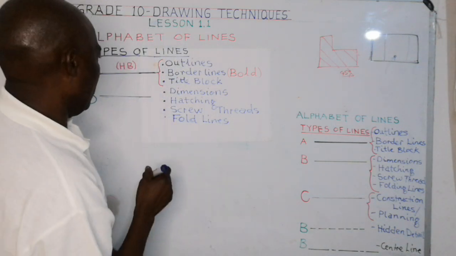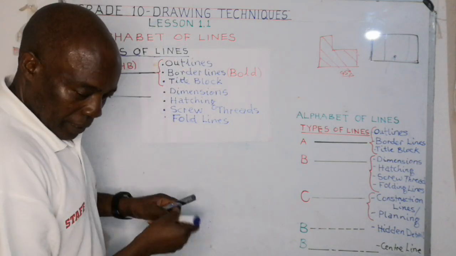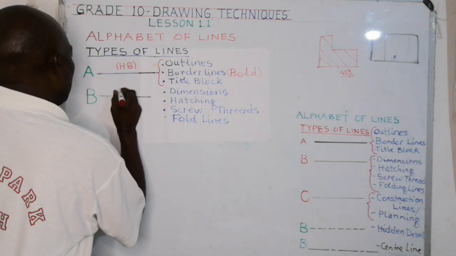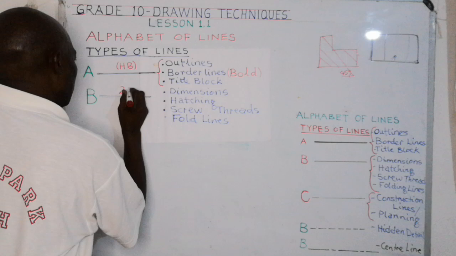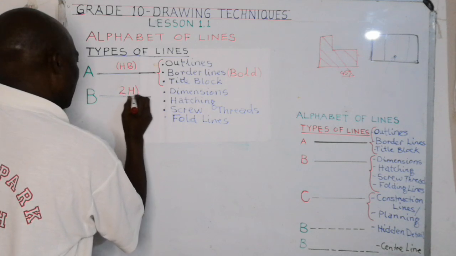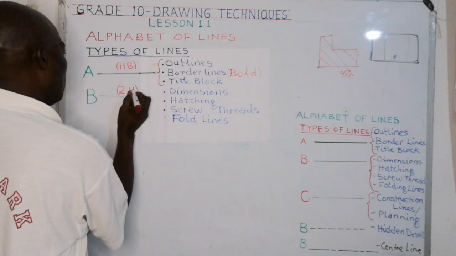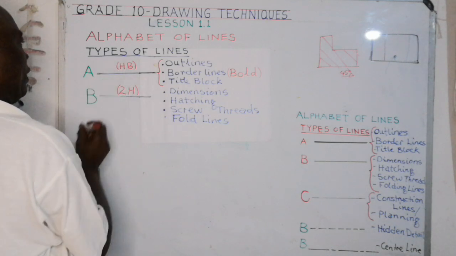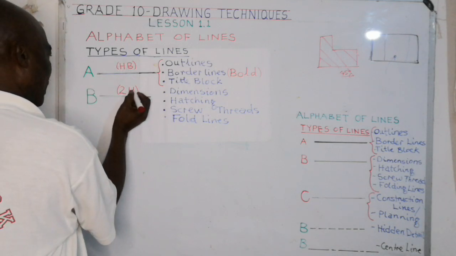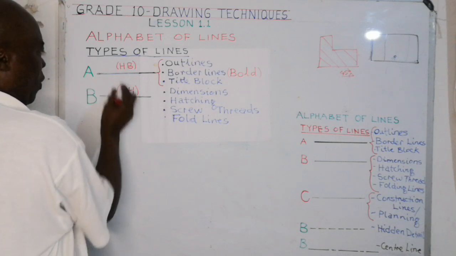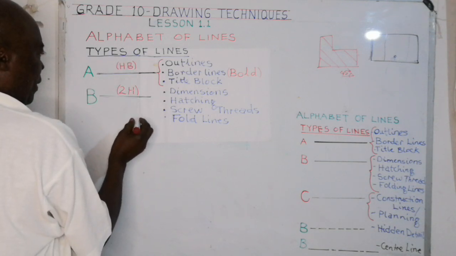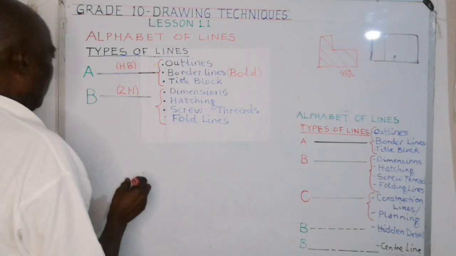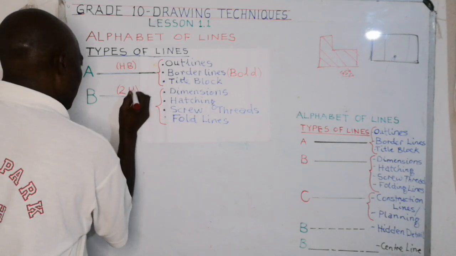Fault lines. Then these lines are drawn using 2H. 2H is hard pencil, which is harder than this. So this is soft, and this one is hard or harder than that. So that's how these pencil leads are used.